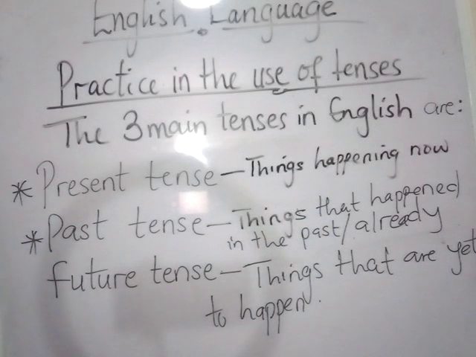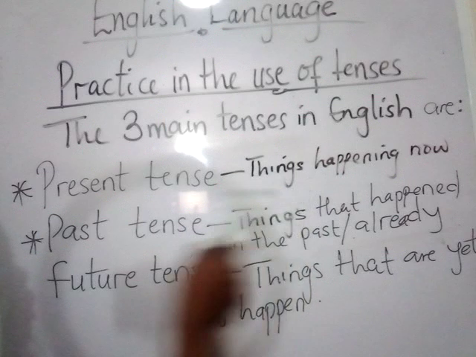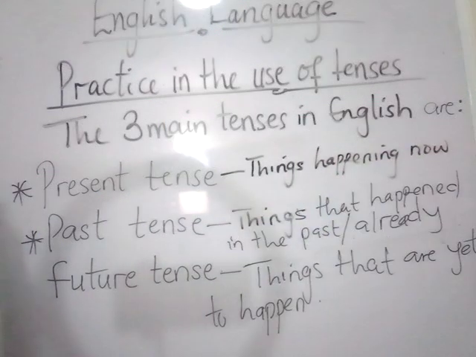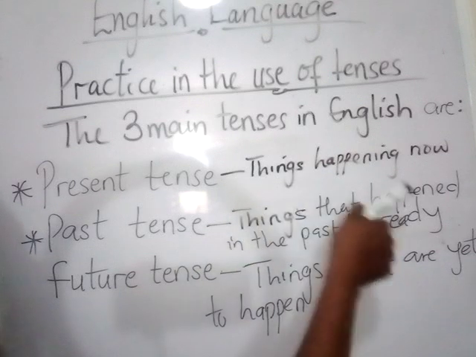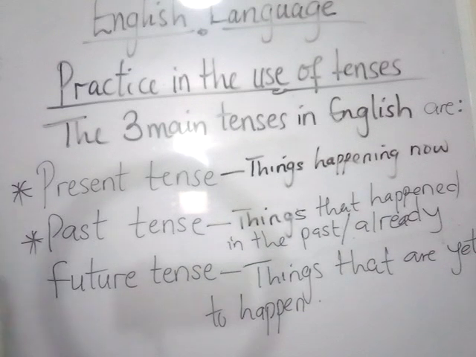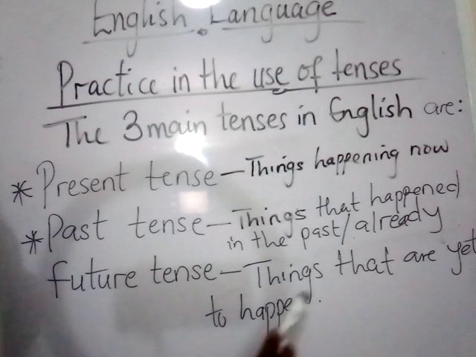This is going to act like a framework that will help you to build on and gain a deeper understanding of this concept. So present tense refers to things that are happening right now. Past tense refers to things that happened in the past or things that have happened already, and you use past tense to express those things. And then the future tense refers to things that are yet to happen.